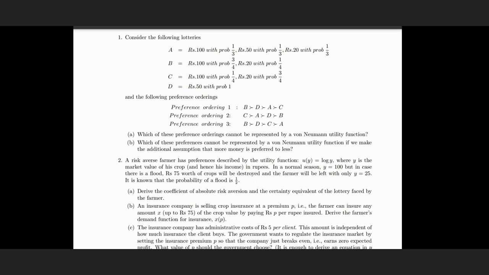So ma'am, in that scenario, P would be equal to 5, since I'm assuming that there is a half probability of the normal situation occurring, where the insurance company will get P into X, while there is a 1 by 2 probability that the insurance company will have to pay the farmer PX. So the expected profit for the insurance company would be half of PX plus half of minus PX, plus P, since it gets the premium, which as you said is equal to 5.